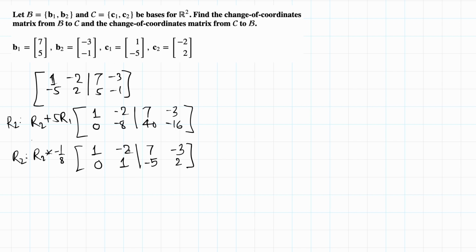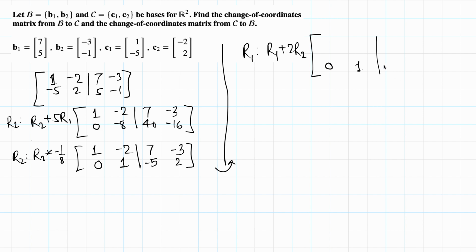We need to make this negative 2 to 0. So we work on R1, such that R1 plus 2 times R2. So only working on R1. So 0, 1, negative 5, 2. So we are multiplying by 2. This is 1. 2 minus 2, 0. 2 times negative 5, that's negative 10 plus 7, so negative 3. Okay. 2 times 2, 4. Minus 3 is 1. Now this is an identity matrix.